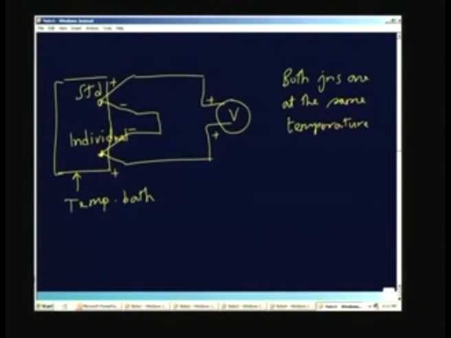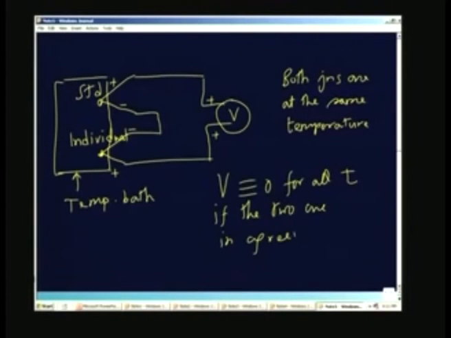If the standard reference and individual are exactly alike, V will be equal to 0 for all t. If the two are in agreement, because at any time I am making the measurement, both are at the same temperature. That means I do not expect any voltage difference, but if the individual thermocouple is not behaving exactly like the standard, the V is non-zero if there is a difference in the thermocouple.